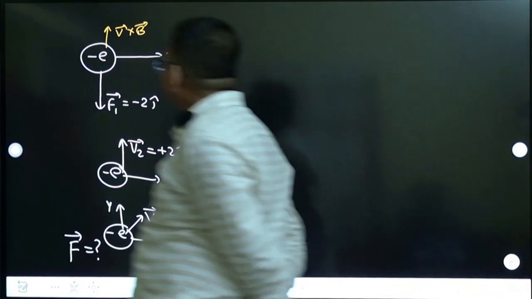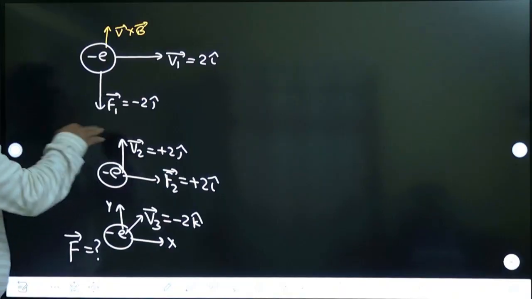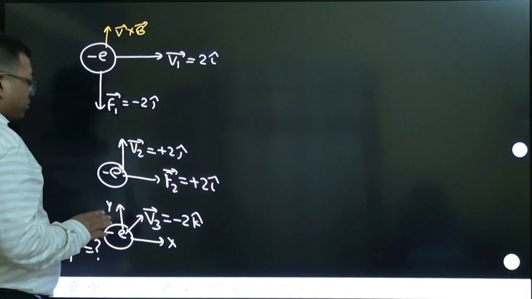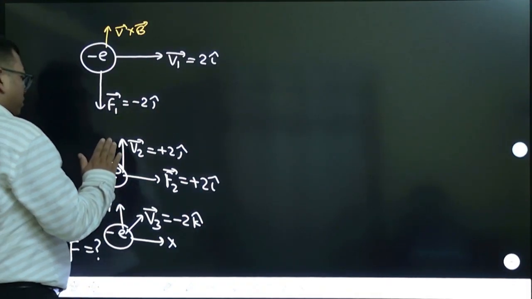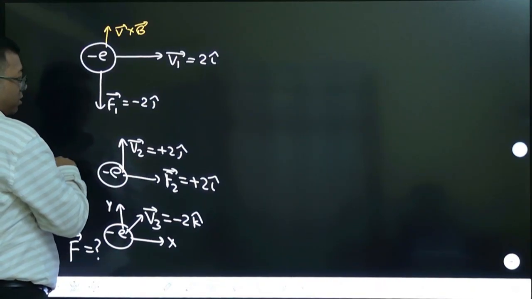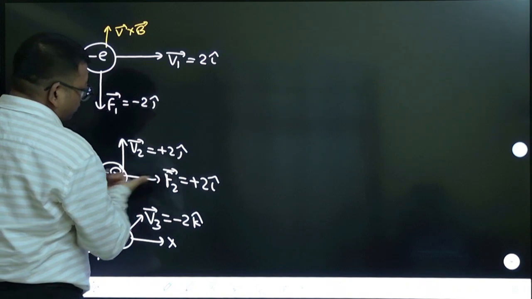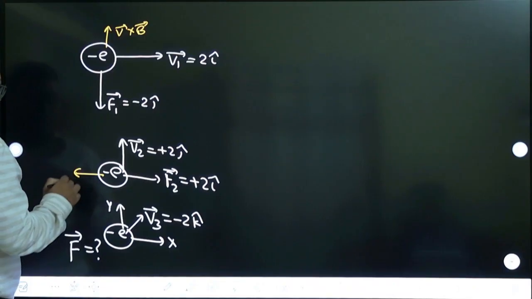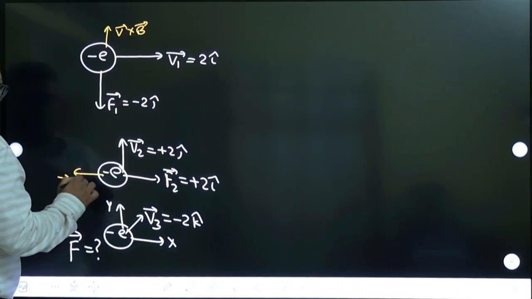Similarly here, suppose the magnetic field is inside. Now check this one. Is it correct? The V cross B direction you choose, so V cross B is inside. The V cross B direction will give this way. So then for the magnetic force, yes, this is correct, because here the V cross B direction is this way. So the opposite of that will be coming, right?